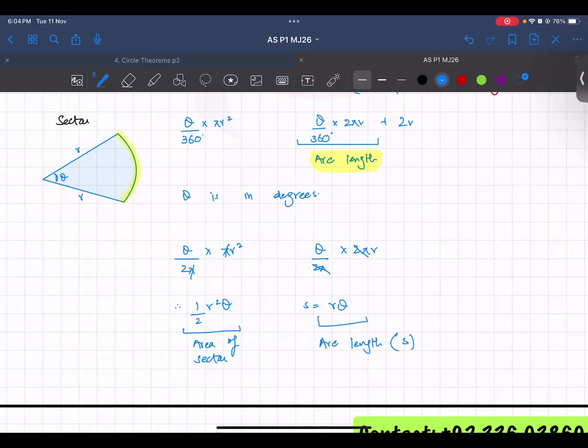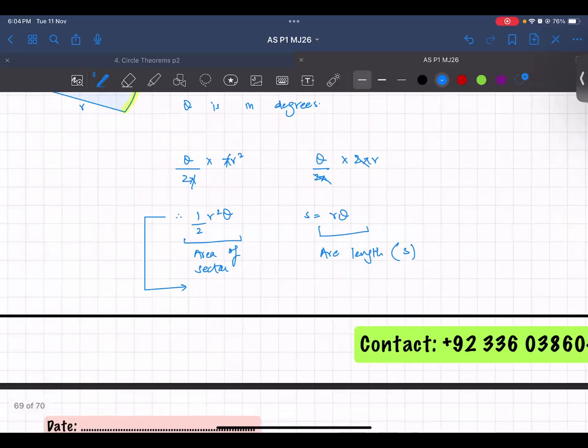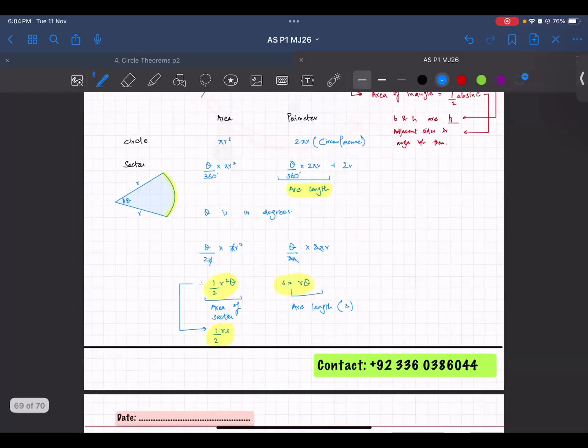These are two new formulas, and if you simplify, if you replace the r theta in this formula, it looks like half r square theta, right? So r and r theta I can separate it. So half r into r theta is left, and r theta is s. So half r s. This is another formula. So these are the three new formulas that you will learn for the area of the sector and the arc length. And now in this case, your theta is in radians.